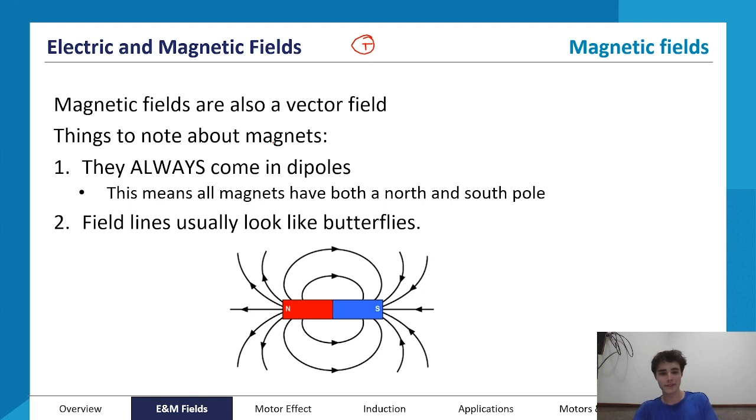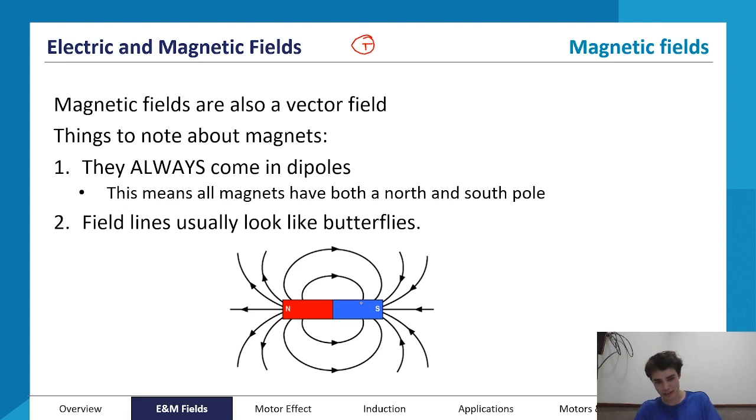Magnetic fields always have to come in dipoles, which basically means they have to have a start and an end. They can never really exist just as a positive side and a negative side. They always need to have a north and a south pole. So as a result, their field lines usually look like these nice little butterfly looking things, where they curve around from the north side to the south side.